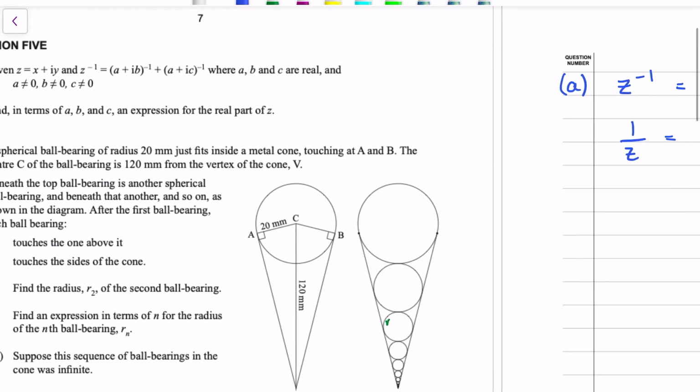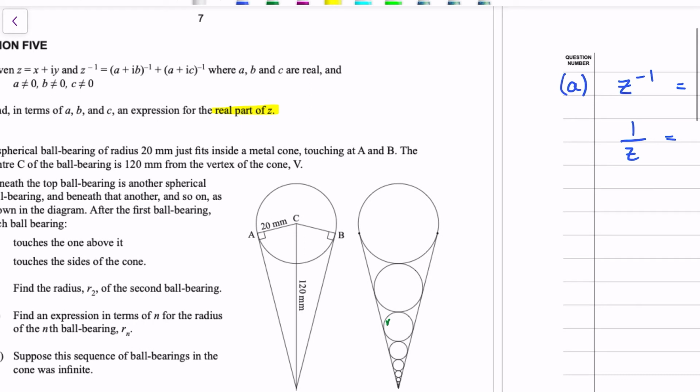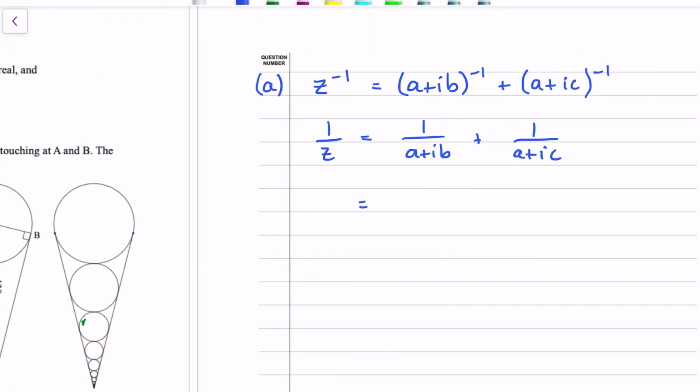Because the question is asking us to find the real part of z, and at the moment we've got an expression for the reciprocal of z. So let's put those right-hand side fractions together. a plus ic plus a plus ib all over (a plus ib) times (a plus ic). That's 1 over z. Okay, now we have a fraction equals a fraction, so we can actually flip these upside down. Like if we have a half equals a half, then of course the reciprocal of the left is the same as the reciprocal of the right.